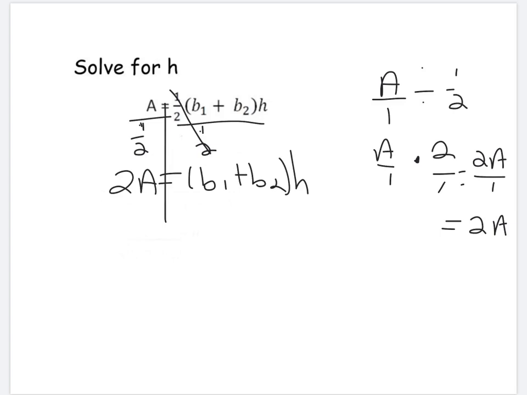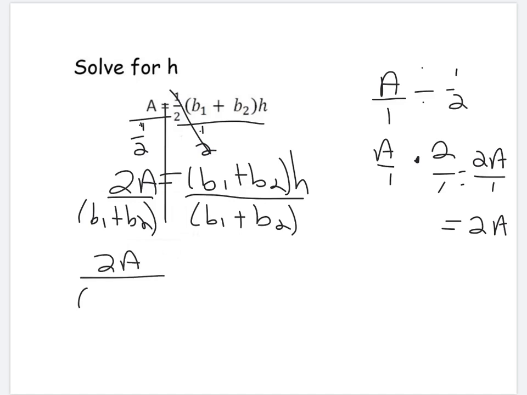Then to get h by itself, I have to get rid of base 1 plus base 2. That quantity is in parentheses, and it is being multiplied by the height. So again, to get rid of it, I want to divide both sides by base 1 plus base 2. I don't know what any of that is, so all of this has to stay the same. So it's 2A over base 1 plus base 2. These base 1 plus base 2's cancel out, and I'm left with h, which is the variable that we wanted to isolate, or to solve that equation for.